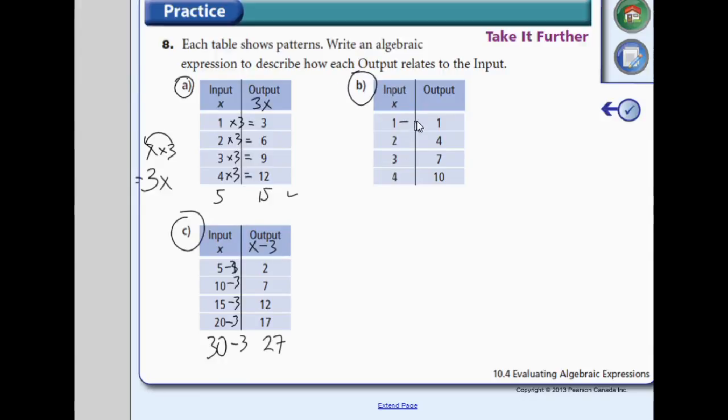We start with 1, we end up with 1. We start with 2, we end up with 4. 3 turns to 7, 4 turns to 10. Well, let's try multiplying. And remember, we have to do the same thing each time. If we multiply by 2, 2 times 2 equals 4, so that works. But 3 times 2 gives us 6, so that doesn't work. And 4 times 2 gives us 8, so that doesn't work. And 1 times 2 doesn't give us 1. So multiplying by 2 is not going to be our input-output.